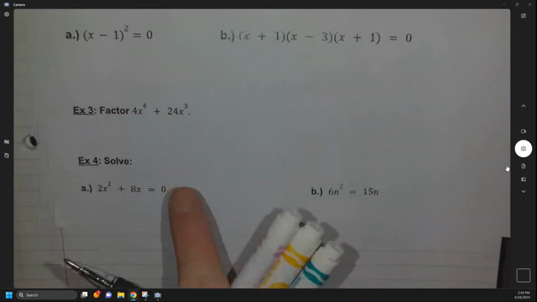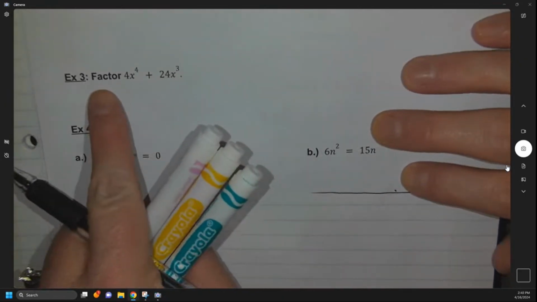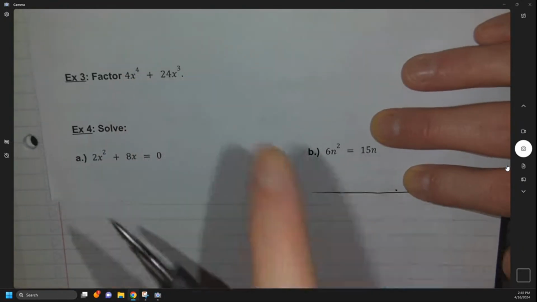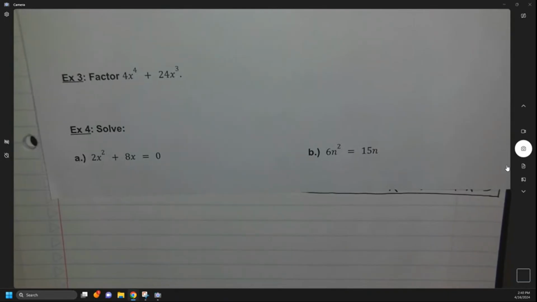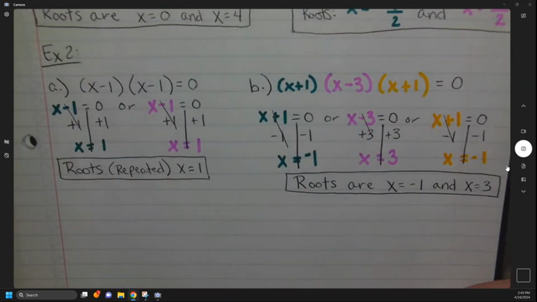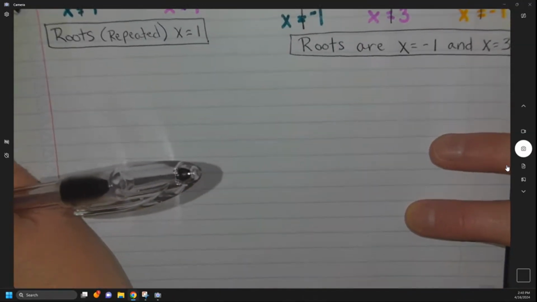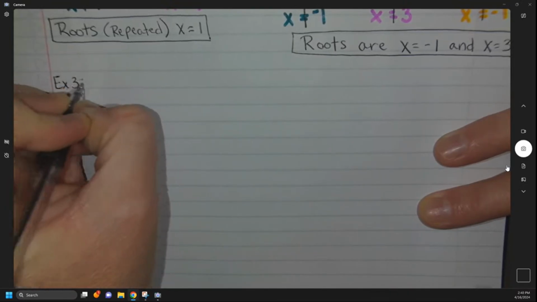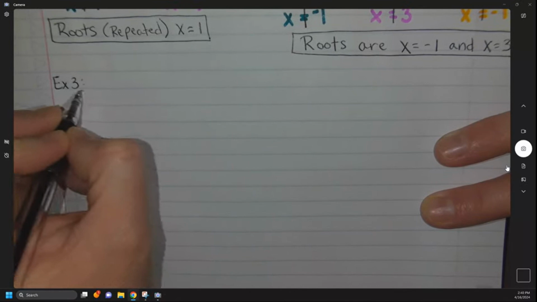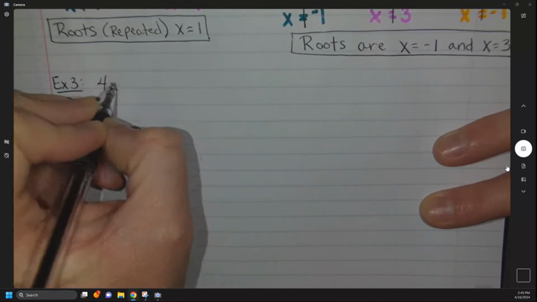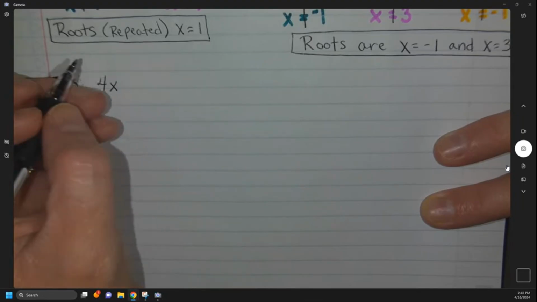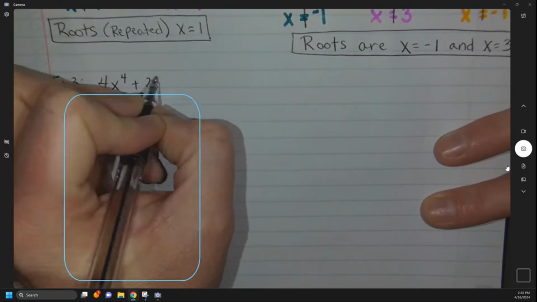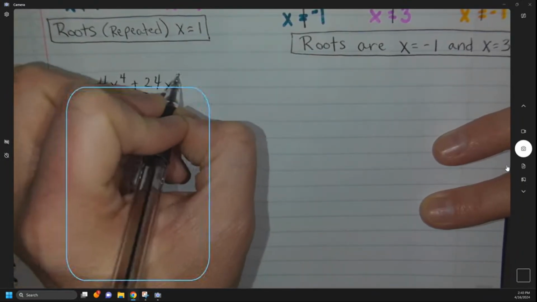All right, for example 3, we are going to be factoring 4x to the 4th plus 24x to the 3rd. So let's write that into our paper here. Slide that up. All right, example 3. We've got 4x to the 4th plus 24x to the 3rd.